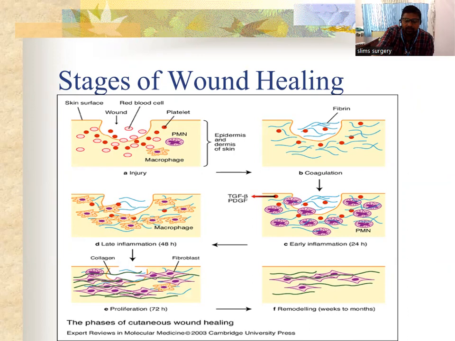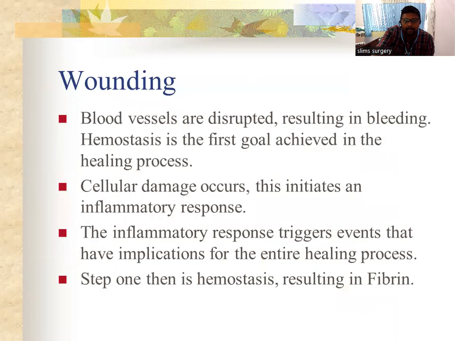Initially, an injury will happen. Second, the cells will arrive there: the neutrophils, lymphocytes and platelets. They will form a coagulation cascade, and the late inflammatory process will happen. The last is the remodeling phase. These are the four phases you should know when asked about wound healing.